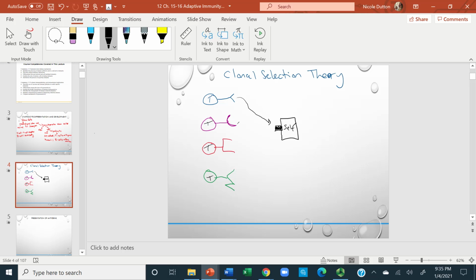This one is going to bring its receptor toward the self cell. Because the receptor doesn't match the surface marker, or the antigen, this cell passes the test and it's free to go.